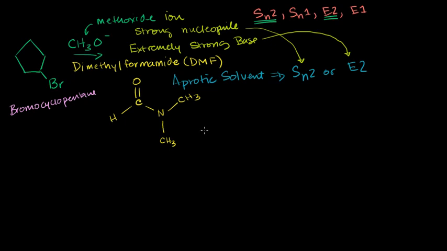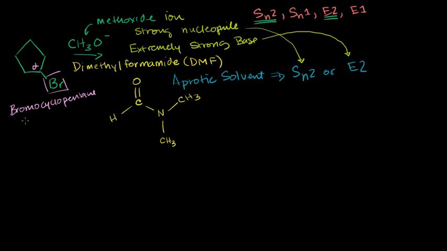Now, the last thing we need to think about is the carbon where the leaving group might leave from. And immediately when you look at the bromocyclopentane, there's only one functional group attached to the chain, and that is the bromo group right here. Right there. It is attached to this carbon.